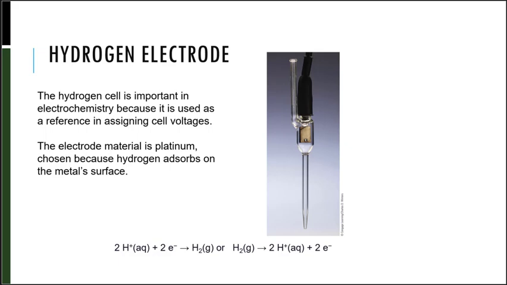Here we have the hydrogen electrode, and it's particularly important in the field of electrochemistry because it's used as a reference in assigning cell voltages.